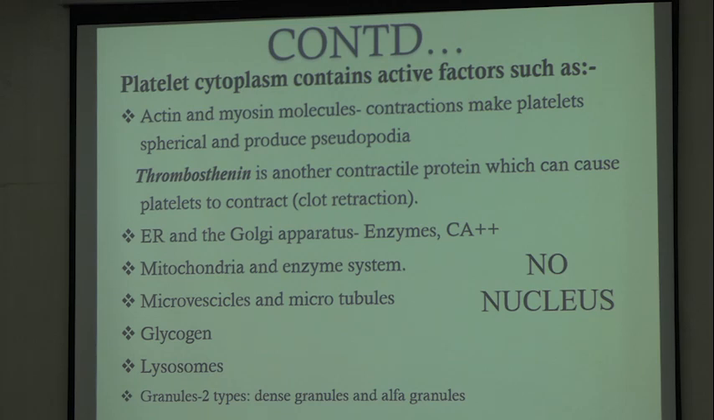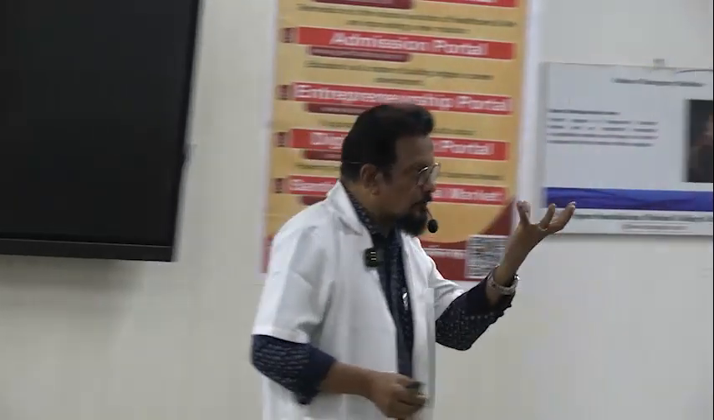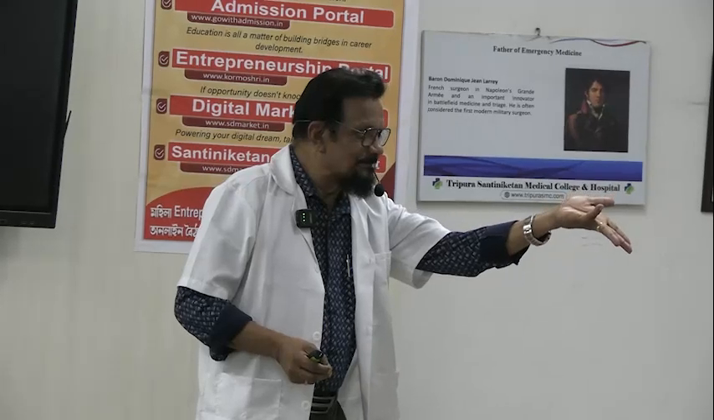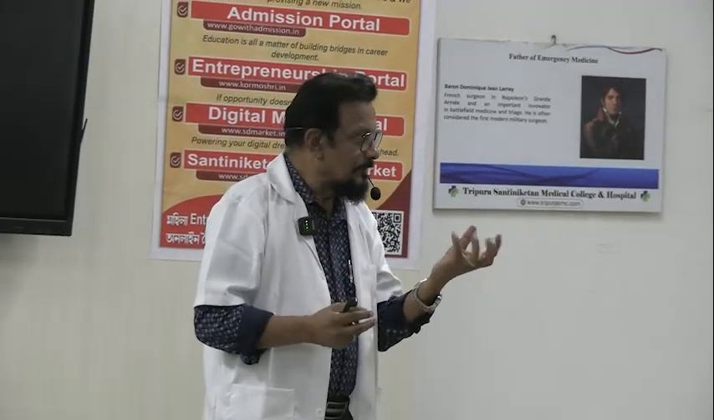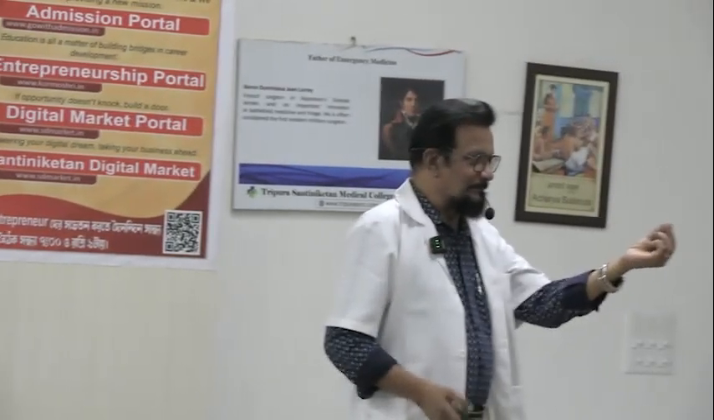Beside actin and myosin, there is another protein, thrombostatin. What is thrombostatin? Thrombostatin is another contractile protein which can cause platelets to contract. We know after the clotting mechanism, blood has been clotted. Now after a few minutes, this clot will retract and it will produce serum. Serum, the fluid we get after clotting. So thrombocytes will help in producing serum by contracting. Okay?